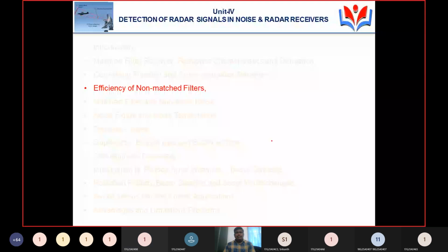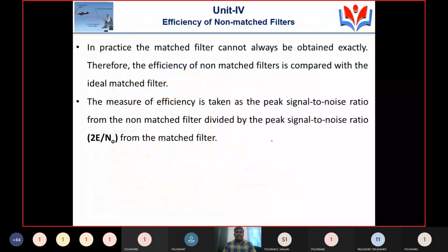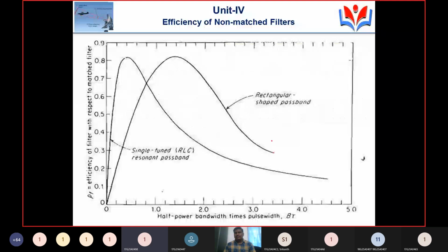In practice, the matched filter cannot always be obtained exactly. Therefore, the efficiency of non-matched filters is compared with the ideal matched filter. The measure of efficiency is taken as the peak signal to noise ratio from the non-matched filter divided by the peak signal to noise ratio 2E by N naught from the matched filter. We are going to take this particular reference, 2E by N naught, as the parameter. This is the comparison.